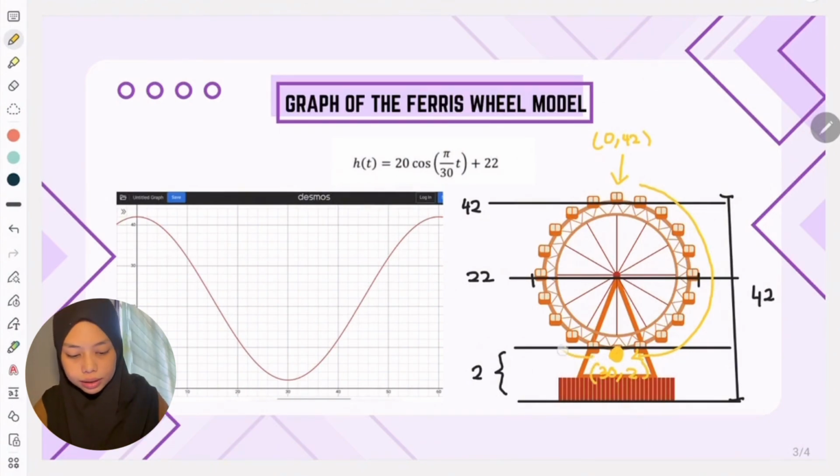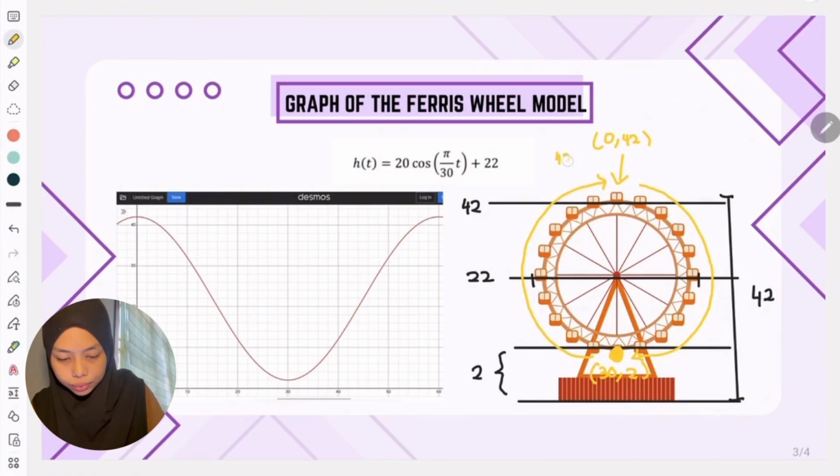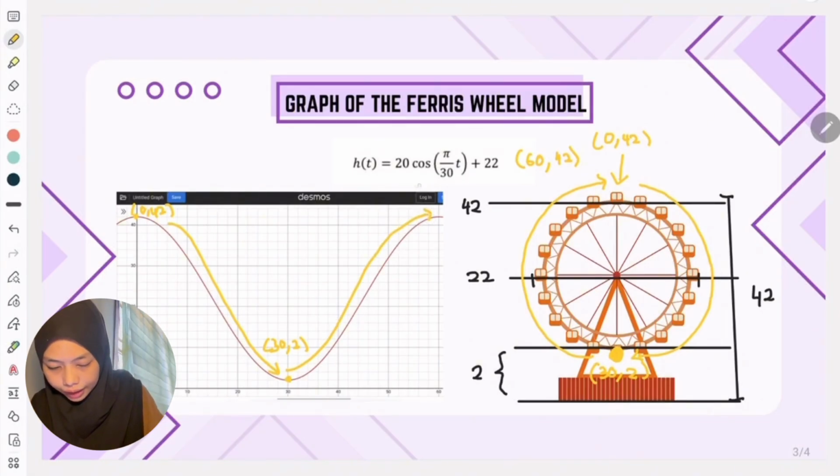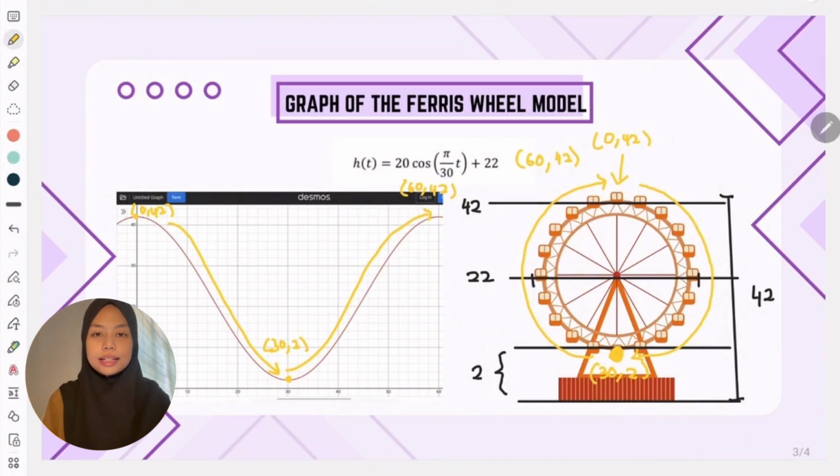And from the bottom again, we will go up to the top again, which is at 42, but at 60 seconds. So as you can see, it relates to the cosine graph from the 42 point. We go down to the bottom at 30, height 2, and eventually we will go up again at 60, height 42. So that is all from me.